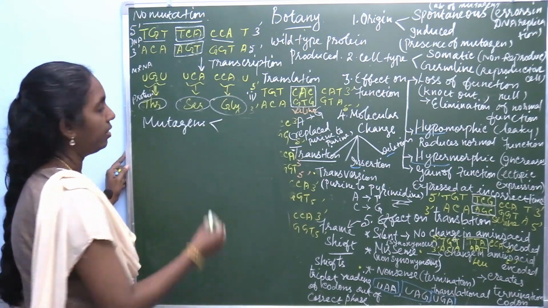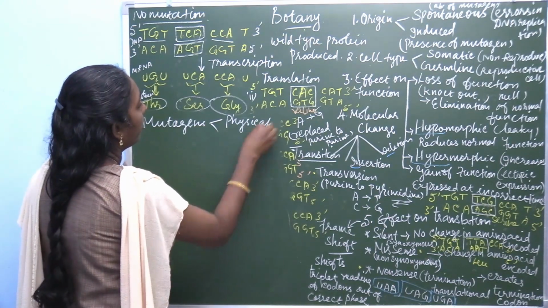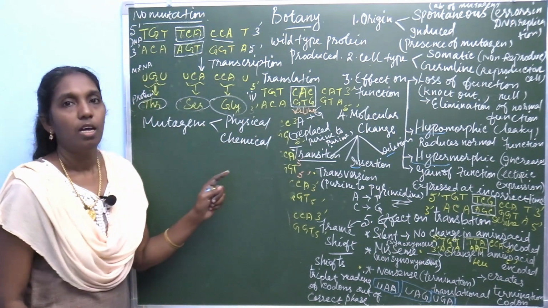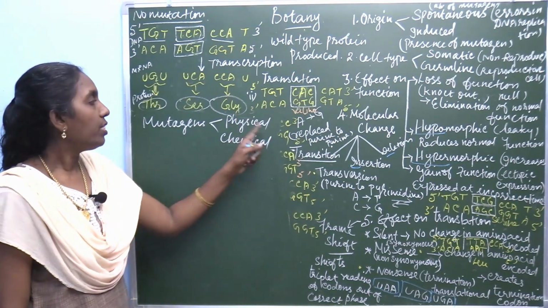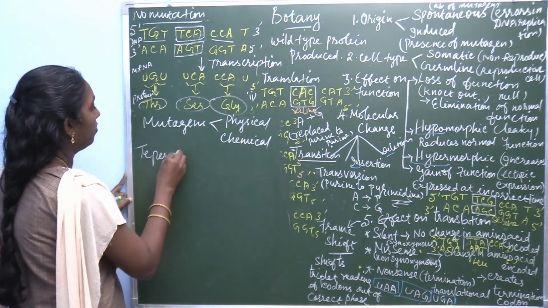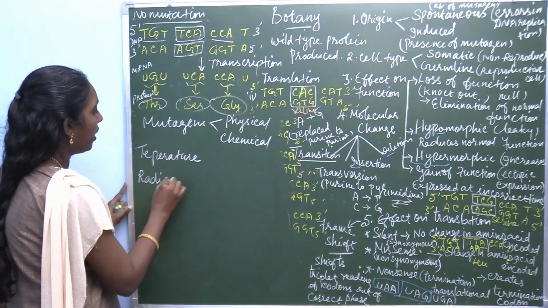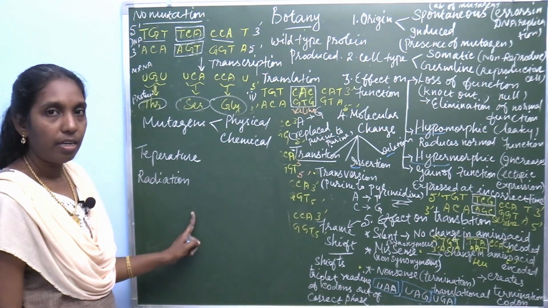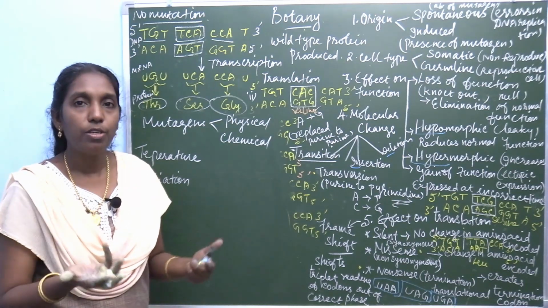Mutagenic agents, or mutagens, are of two types: physical mutagens and chemical mutagens. Physical mutagenic agents are temperature and radiation. When the temperature increases, it induces mutation.